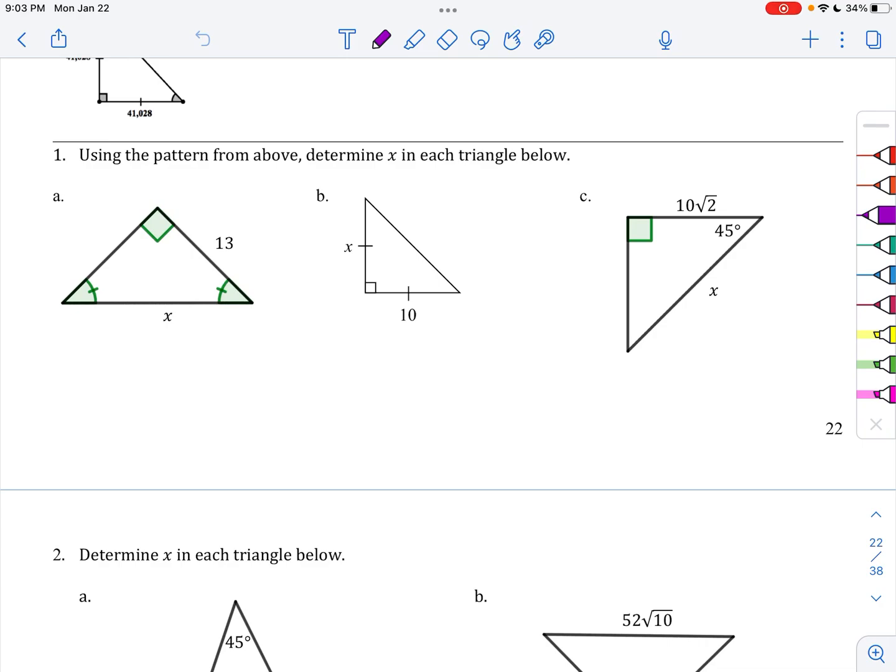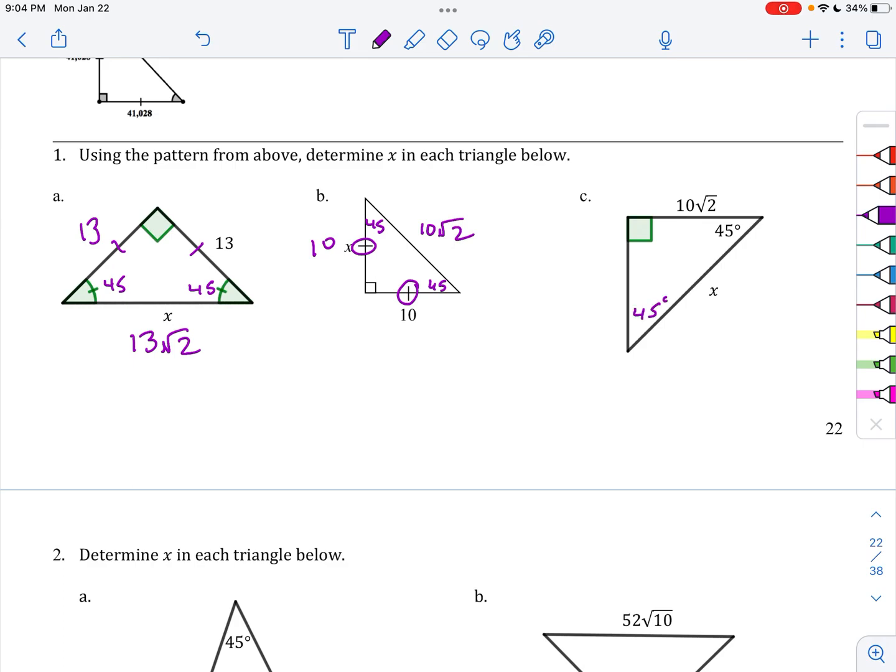Okay, so hopefully you've taken a moment. And when we take a look at this, I see that these are my 45-degree angles. The sides opposite them should be congruent to each other. So we have 13, 13, and then x is 13 root 2. Here we have our congruent sides, which are opposite our 45-degree angles. So that means I have 10, 10, and 10 root 2.